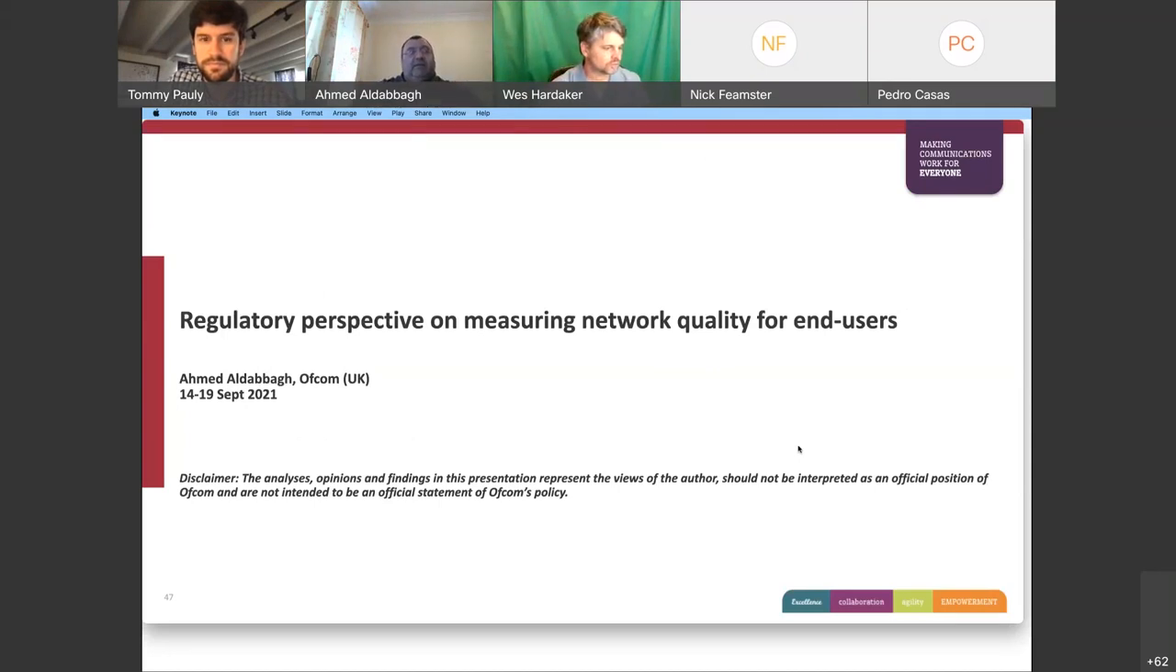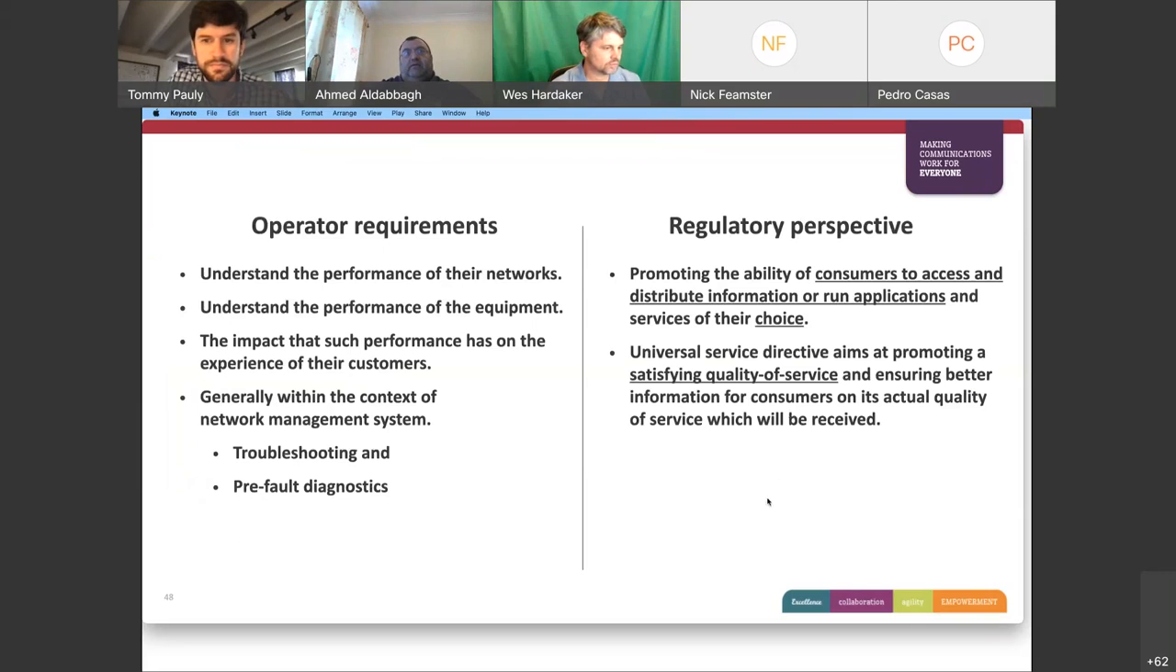I work for the UK telecom regulator, Ofcom, so I won't go through what this discussion is about. It's in the title. Next slide, please. I think historically, the operators and the network engineers have had their requirements for measurements.